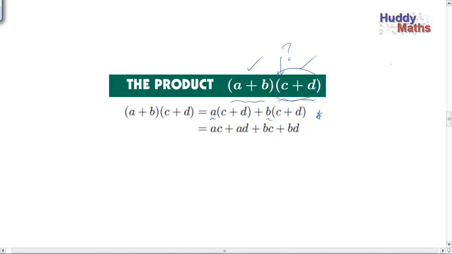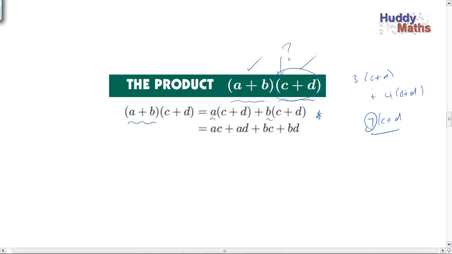We've got, let's say, 3 lots of C plus D and 4 lots of C plus D. We would have 7 lots of C plus D, 3 plus 4. So that's all the A plus B is saying. If you have bundles which are common, C plus D, and you've got 2 of them, you can add them up. So that's again, understanding the notation.